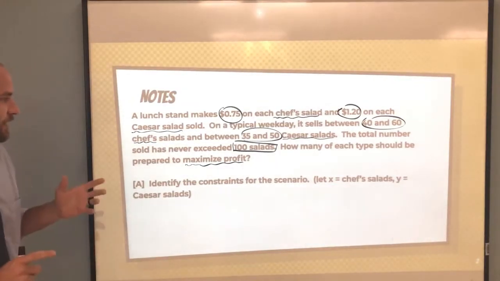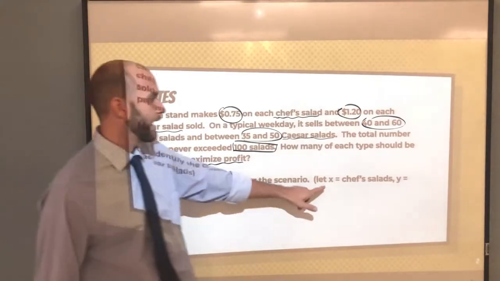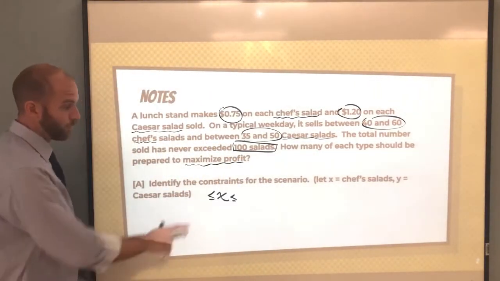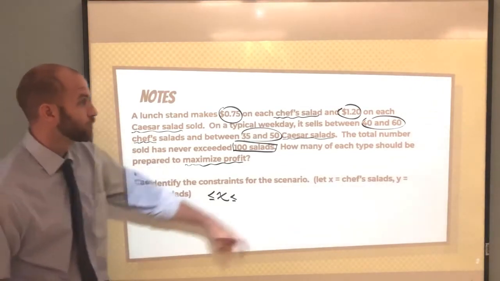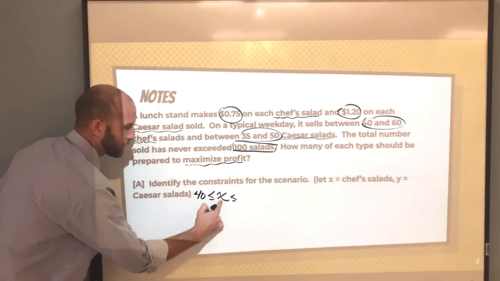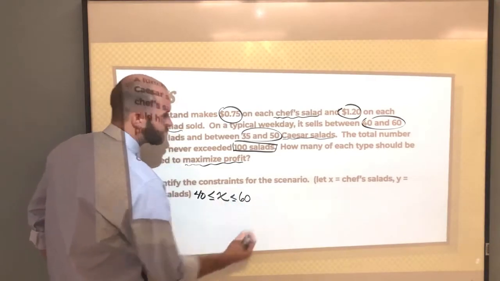Part A says identify constraints for the scenario, and go ahead and let X be our chef salads and Y be our Caesar salads. So for our chef salads, we want that to be between 40 and 60. So 40 is less than or equal to X, which is less than or equal to 60.